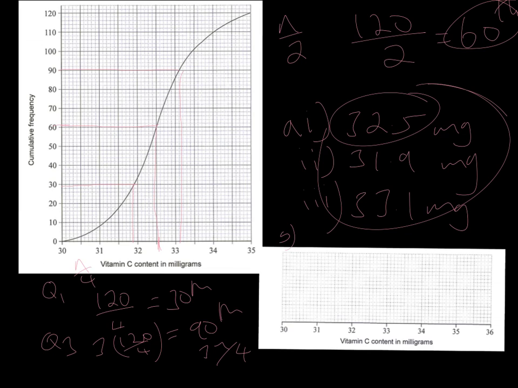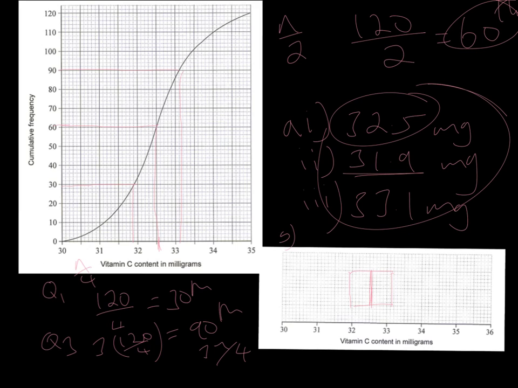So we know our median is 32.5. So let's mark that on there. You're going to be doing this more accurately than I will. Then we're going to mark on the outline of the box, which are the lower and upper quartiles. So 31.9 is going to be here somewhere, and the upper quartile 33.1 is going to be here somewhere. That's going to form a box.